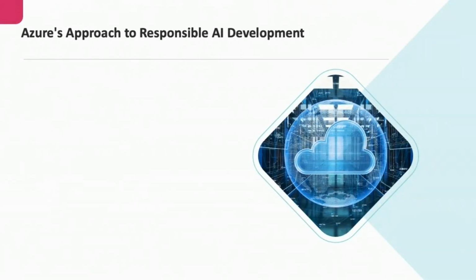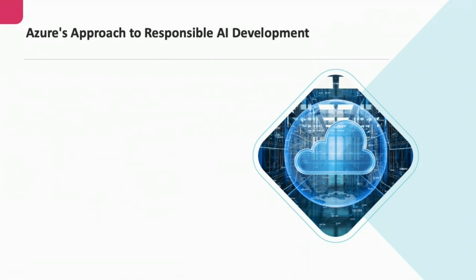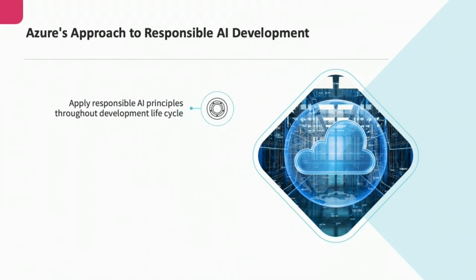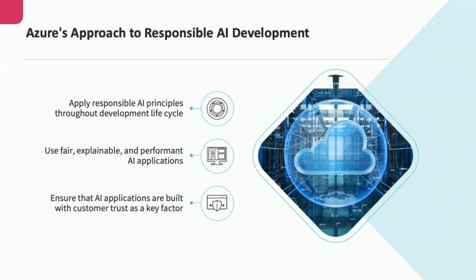One example is Microsoft's Azure platform. Azure's approach for responsible AI development aligns well with the ethical guidelines and best practices for developing AI models that meet ethical and societal expectations. Key aspects of this approach include applying responsible AI principles throughout the machine learning development lifecycle, ensuring the creation of fair, explainable, and performant applications that gain customer trust.